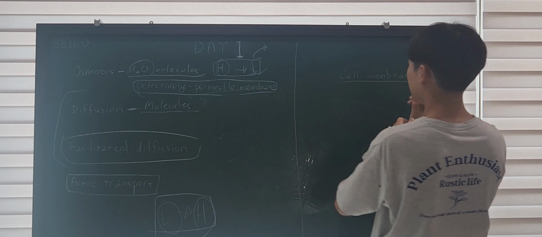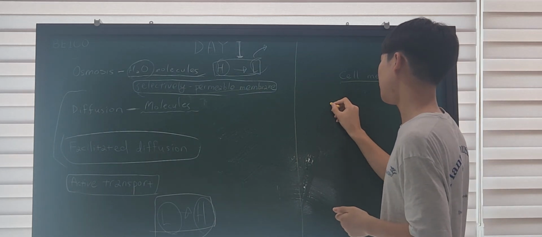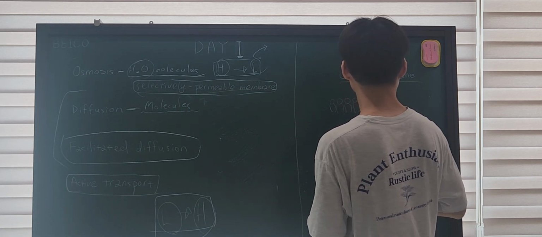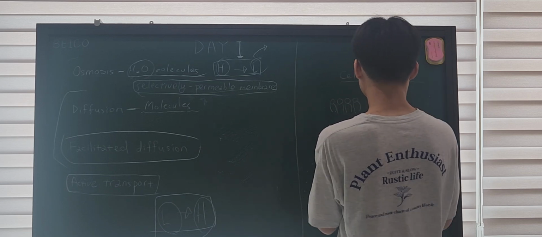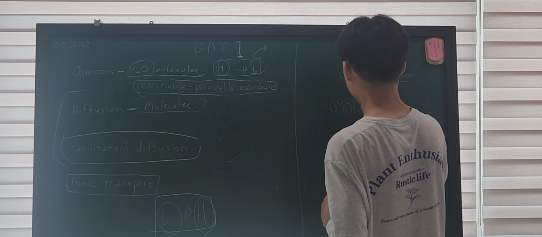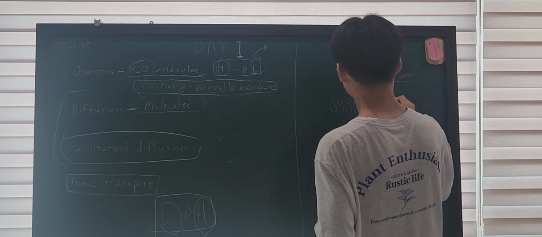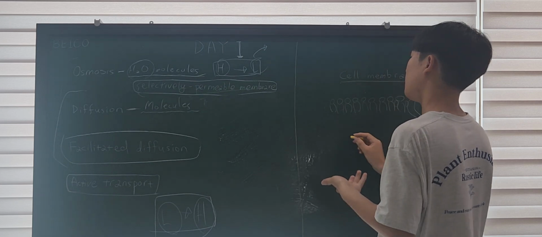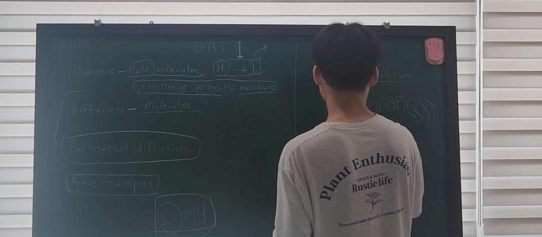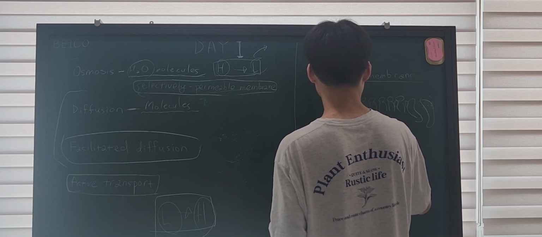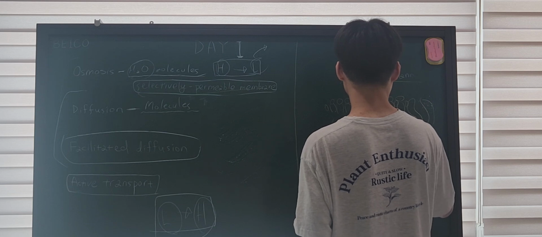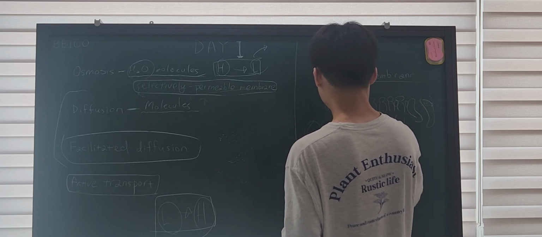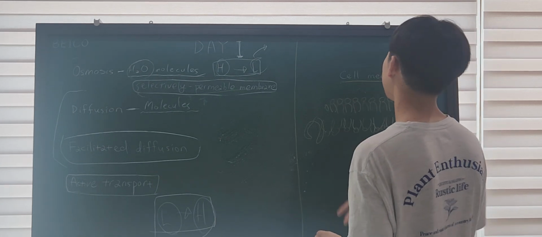Let's learn about the cell membrane. To draw a cell membrane, we can draw it like this. Sorry, I'm a terrible drawer. So this is basically what a cell membrane looks like.